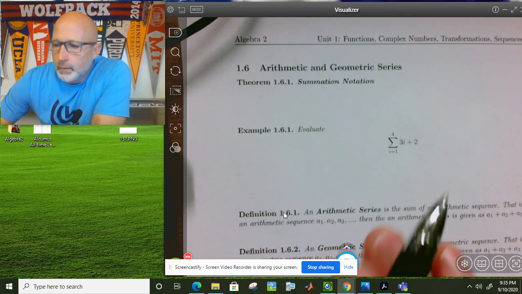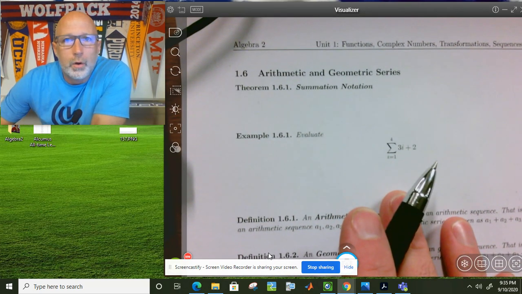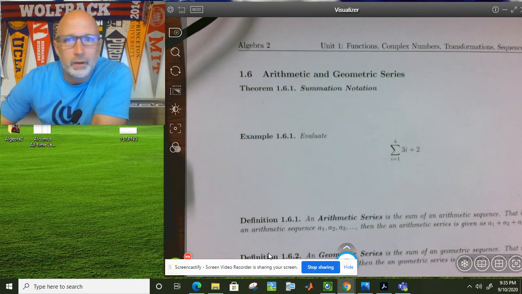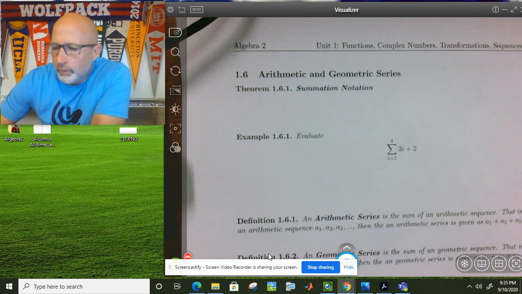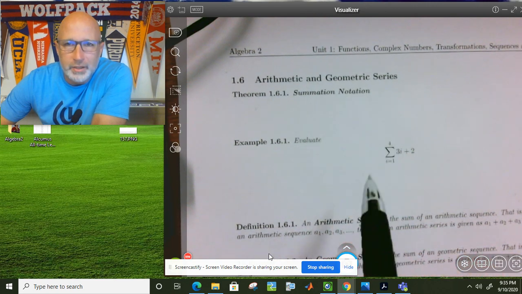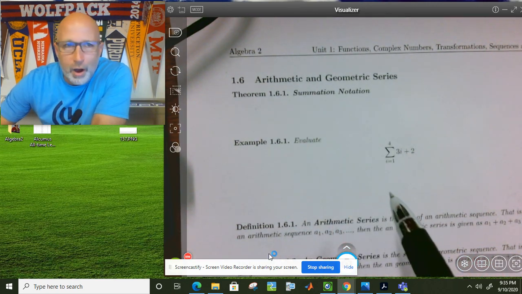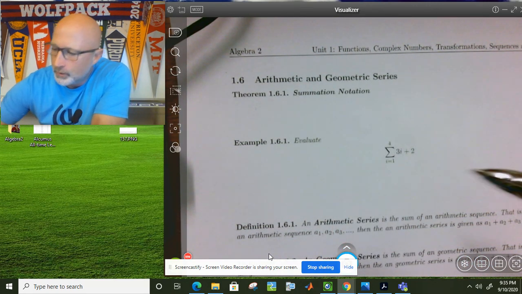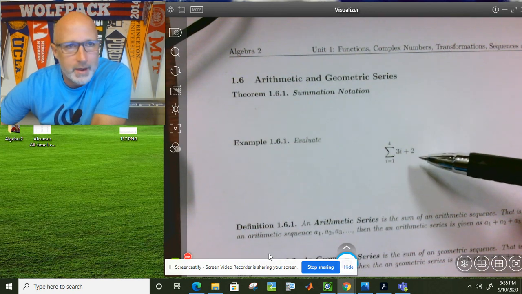Good evening, everybody. So today we're going to go over arithmetic and geometric series. The first thing we have to talk about is something called summation notation. It looks awful, but it's not that bad. And you can see an example of what it is down here.